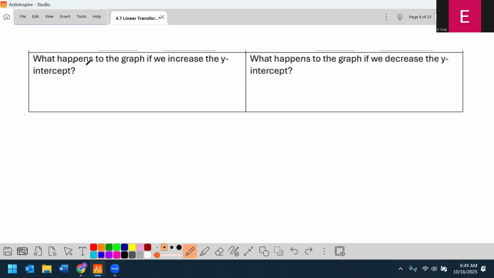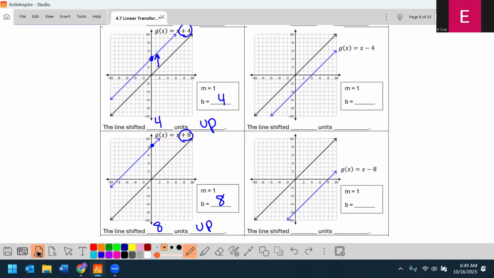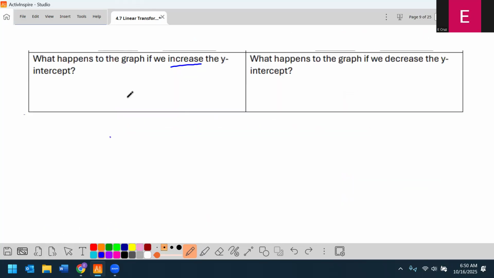So on the bottom, it says what happens to the graph if we increase the y-intercept, which is what we did here, and it just keeps shifting the graph up and up, right? So it shifts the graph up when we increase it.